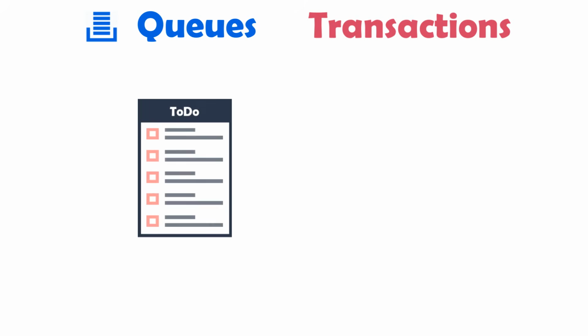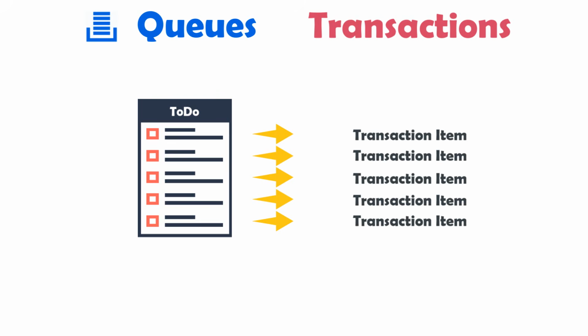What is the difference between queues and transactions? A queue is the container, which contains the queue items. These queue items are called transactions. This means that a queue contains transaction items.